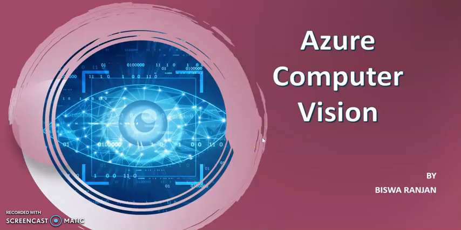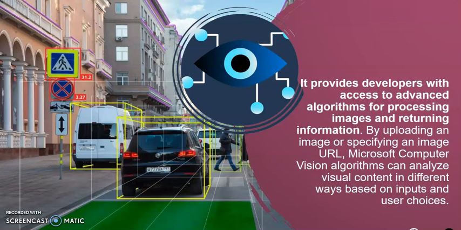Before moving to the practical session, let's see what computer vision is. It provides developers with access to advanced algorithms for processing images and returning information. By uploading an image or specifying an image URL, Microsoft Computer Vision algorithms can analyze visual content in different ways based on input and user choices.